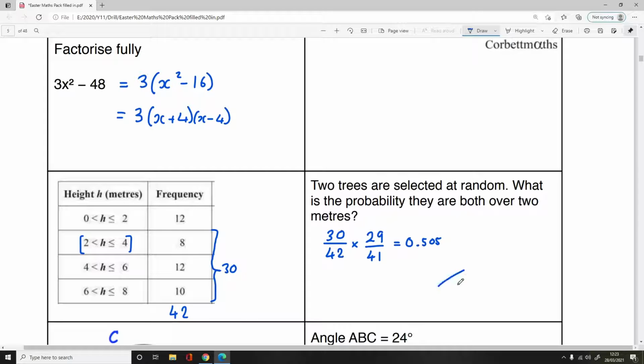You could have also modelled this as a tree diagram, I suppose. We could have said like over 2 meters, less than 2 meters, and we would have found that like this 30 over 42 and this 29 over 41 were the things we're multiplying together.